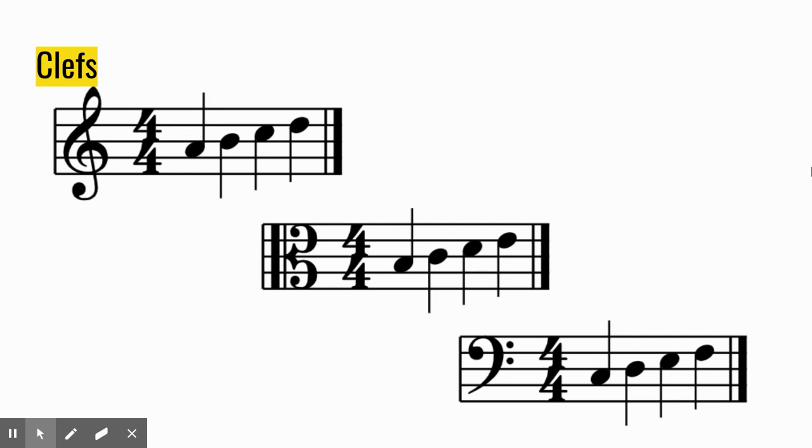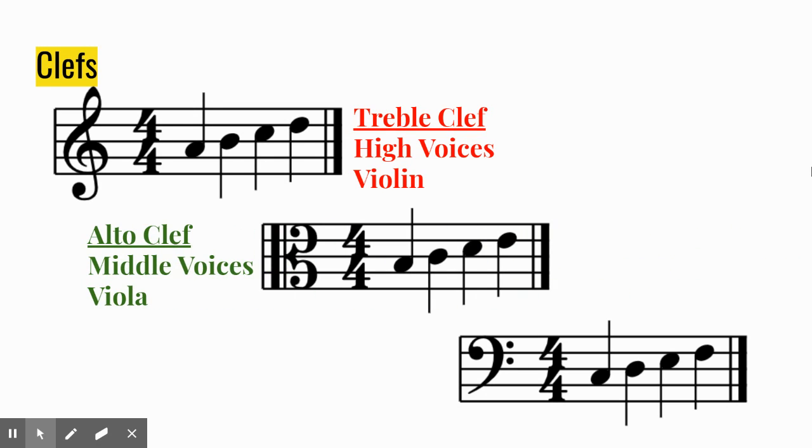Different instruments use different clefs, but you only need to know your clef. The first one is called treble clef. It's used for high voices. Violins use treble clef. The second one is called alto clef. It's used for middle voices. Violas use alto clef. This last one is called bass clef. It's used for low voices. Both cello and bass use bass clef, but the notes on a bass will sound lower than those on a cello.